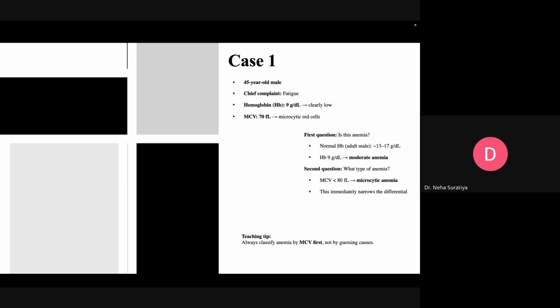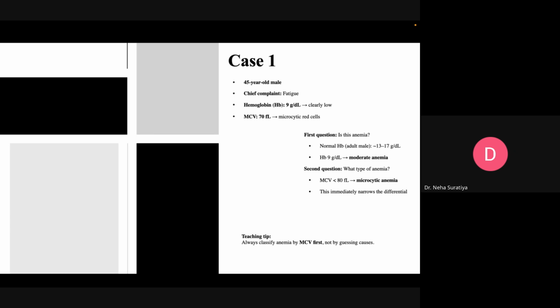Mean corpuscular volume shows the size. 70 femtoliter. The normal range is commonly 80 to 100, I hope you guys have an idea. This is the microcytic case. But first question, is this anemia or not? If the normal hemoglobin adult range is 13 to 17 and your patient has 9, it is a moderate anemia case.